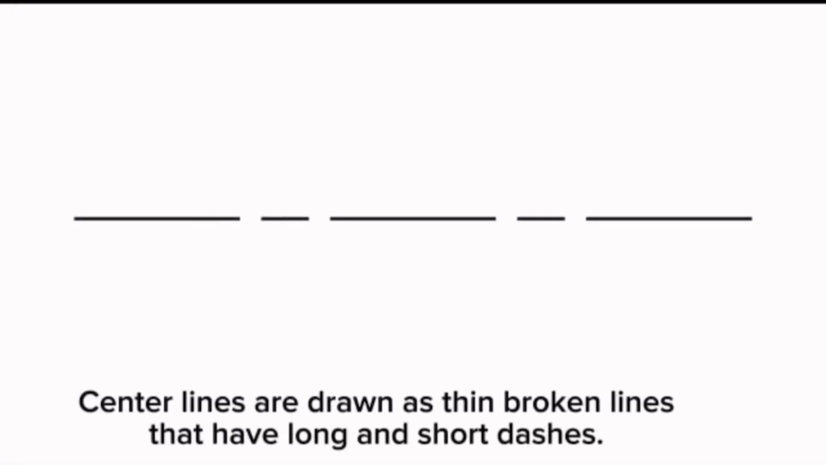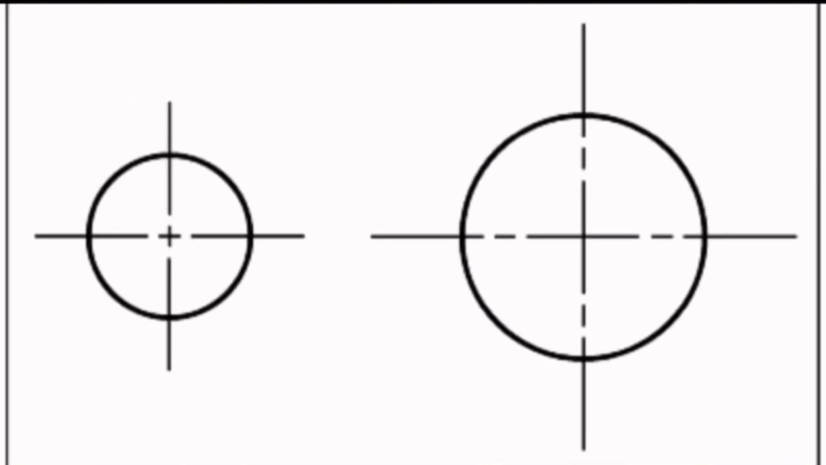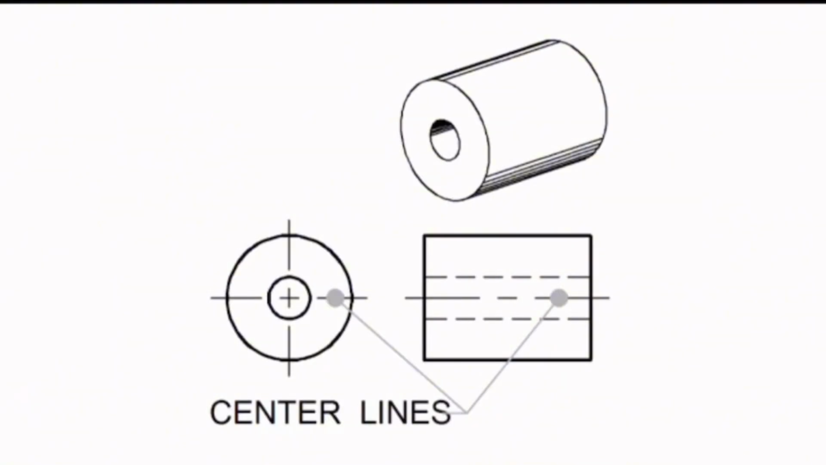So today, I'm going to discuss with you the center lines and dimension lines in technical drawing. Okay, so first, what are center lines? The center lines are a type of technical drawing line used to locate or represent the centers of objects like circles, cylindrical surfaces, symmetrical areas, and so on. Center lines are drawn as thin broken lines that have long and short dashes. They mark the exact middle of circles, cylinders, holes, or symmetrical shapes to show the centers clearly.